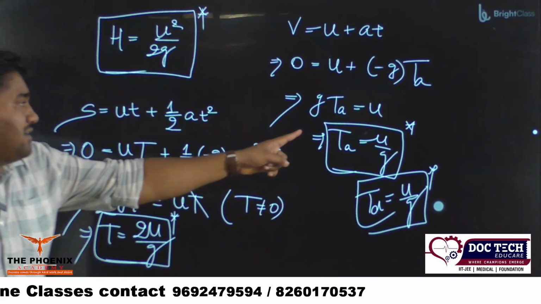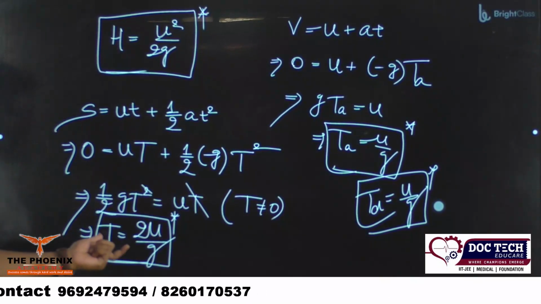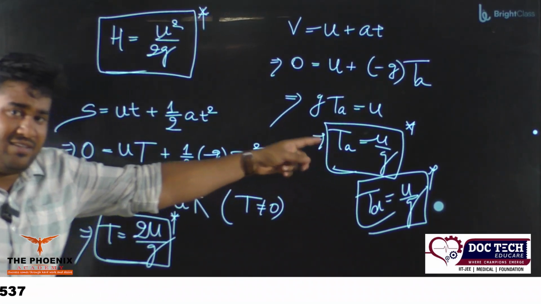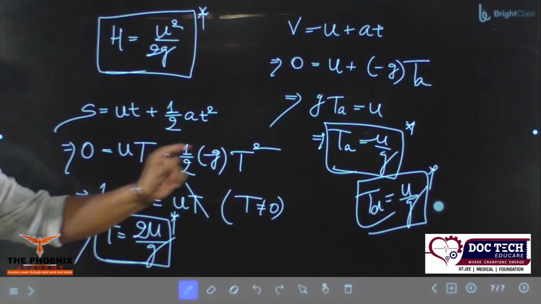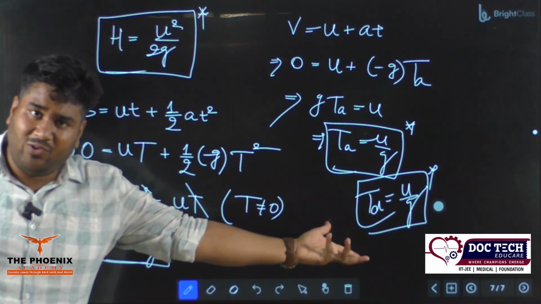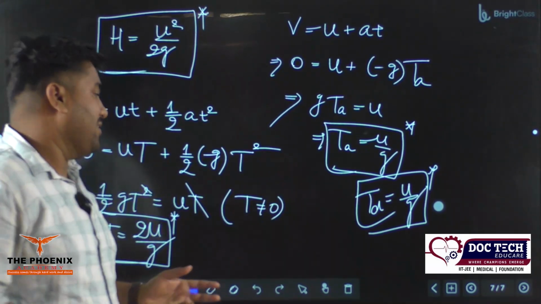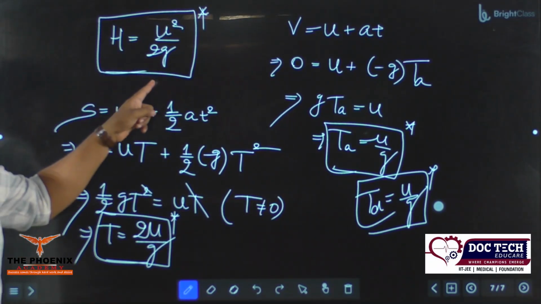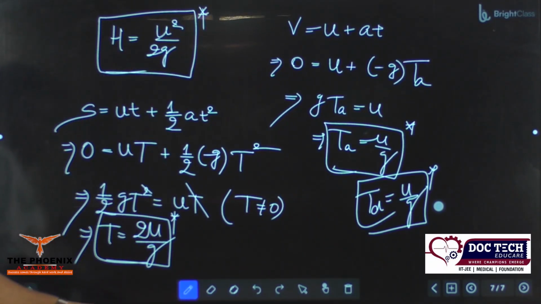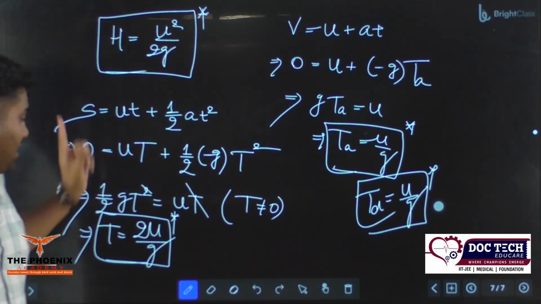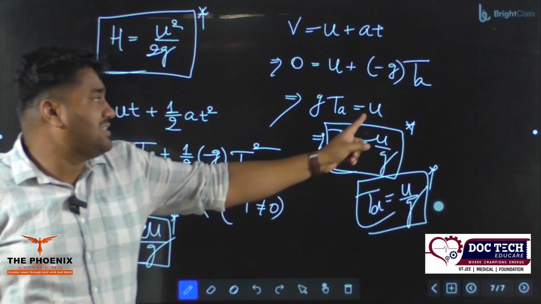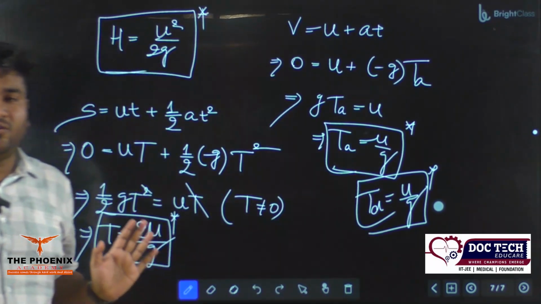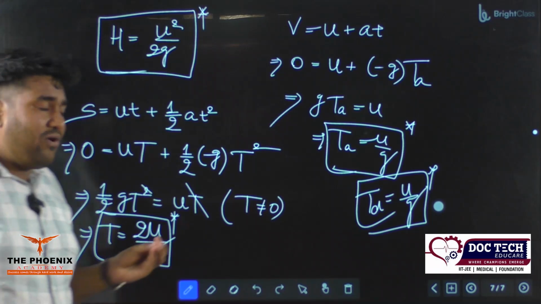As time of ascent plus time of descent is equal to the total time of flight, if time of ascent is u by g and the total time is 2 times u by g, that means definitely the time of descent is u by g. Is it? Okay. We got the expression for maximum height u square by 2g, total time of flight is 2u by g, time of ascent is u by g, and also time of descent is u by g. Clear?